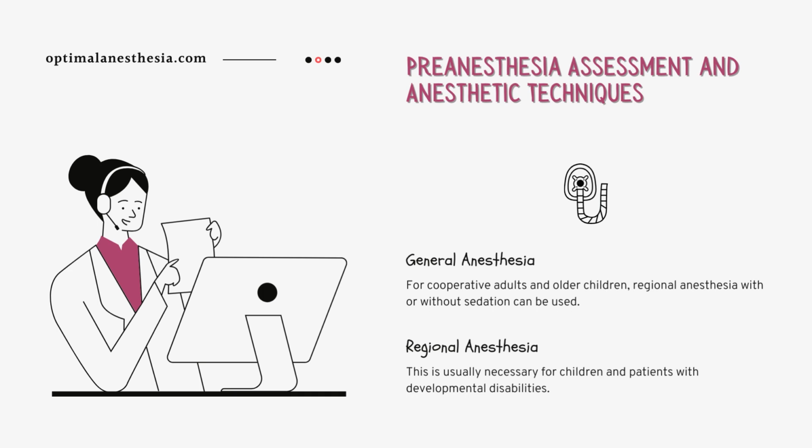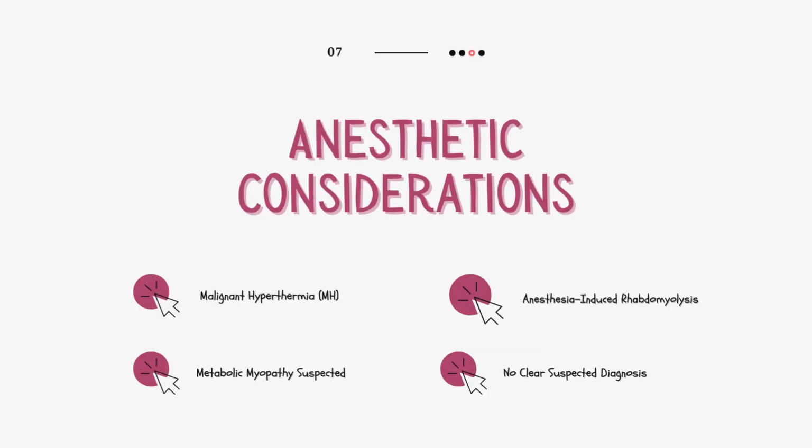Now, the choice between volatile anesthetics and propofol can be a bit of a conundrum. The best choice depends on the likely diagnosis, which brings us to our next segment. Patients undergoing muscle biopsy can be divided into 4 groups based on their likely diagnosis. Let's go through them. 1. Patients at risk for malignant hyperthermia, MH.